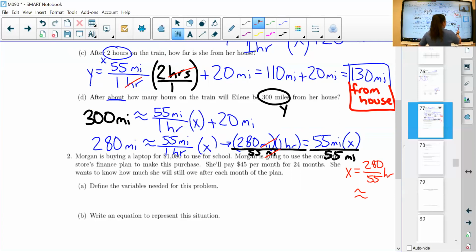5 times. 5 times 55 is 275. That's probably close enough because it said about. So again, about 5 hours. That about is an important thing to remember. And about 5 hours on the train.